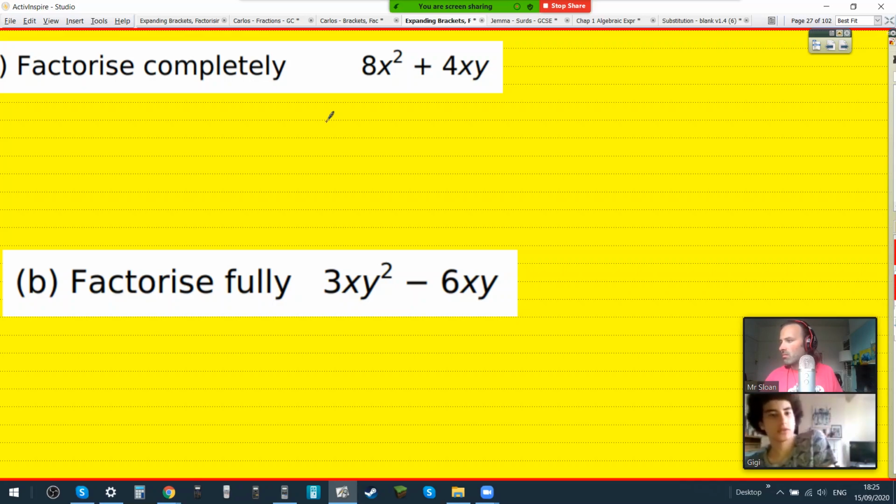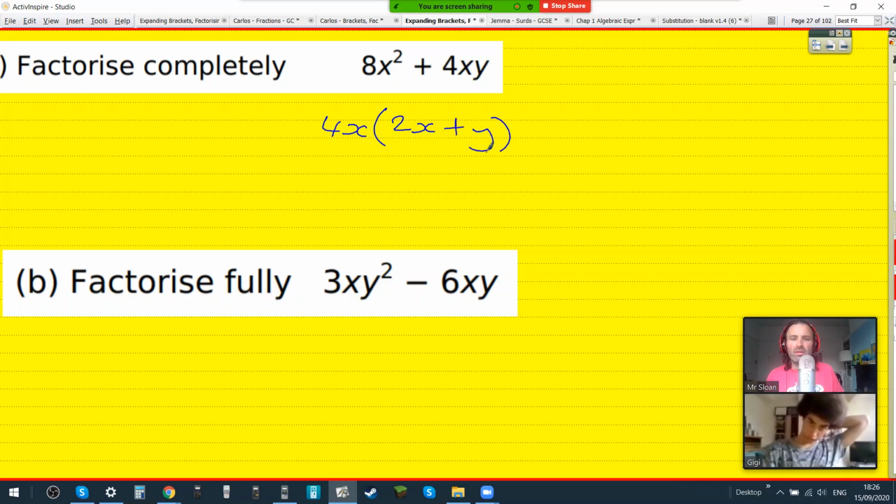2x. It'll be 2x. Can you factorize out a bigger number? 4x. Yeah. 2x plus y. Well done. So factorize completely. These are 2 marks now because you can factorize out 2 terms.